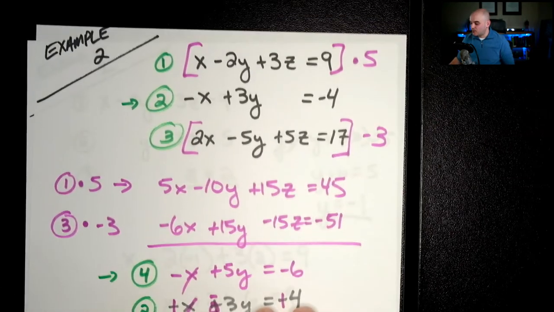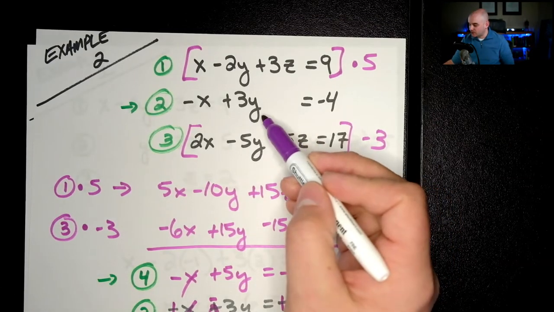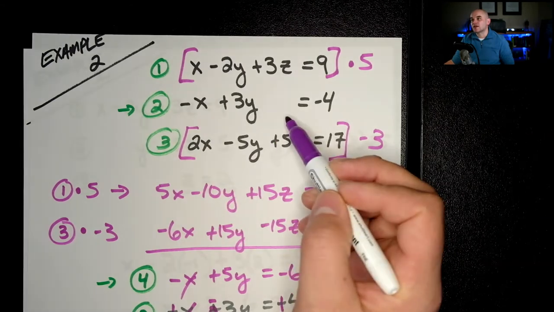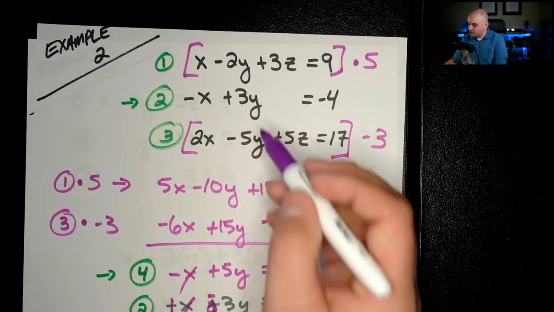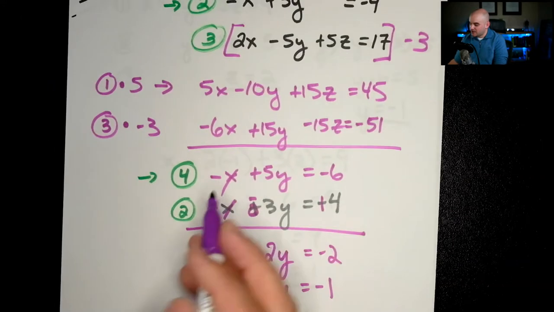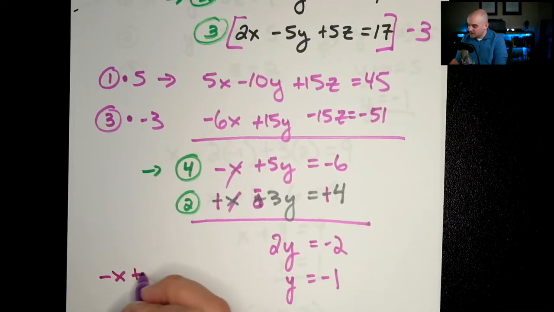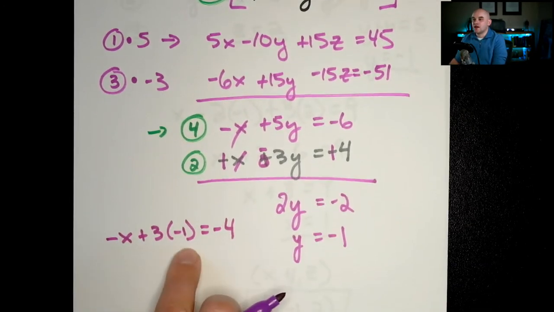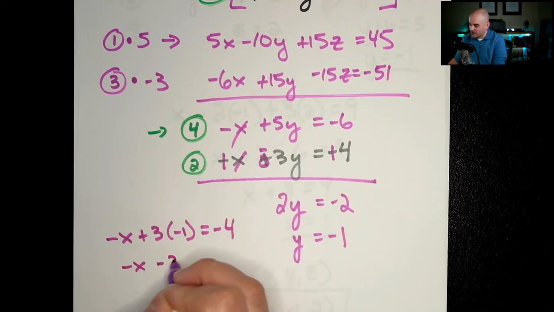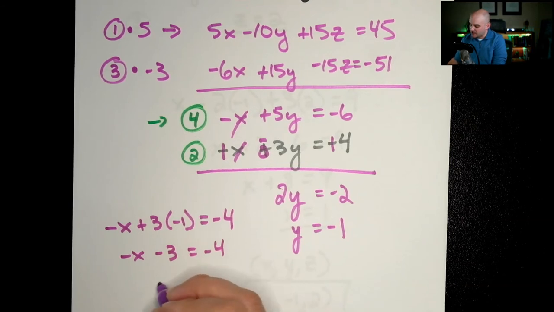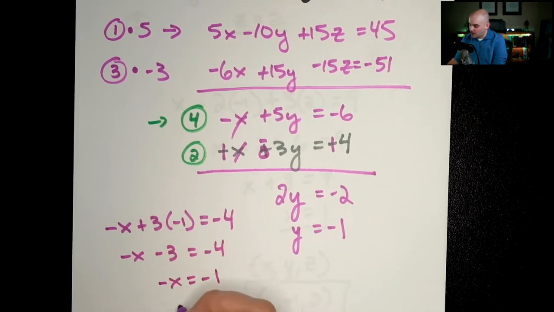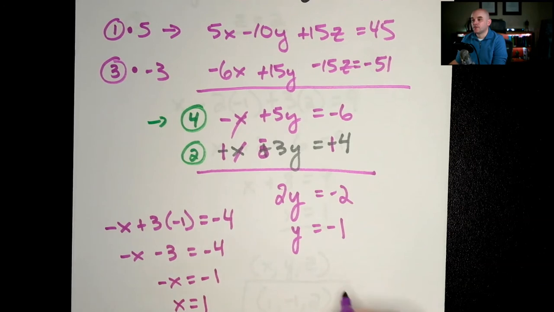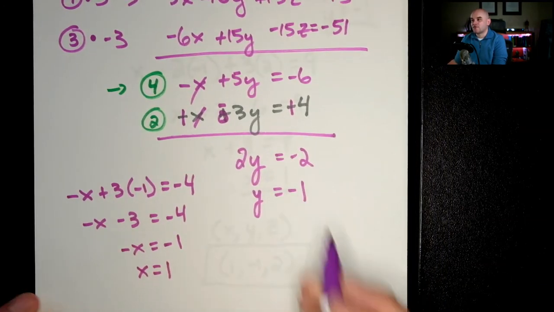Now, if I go back and look at equation 2, I should be able to solve for x here. So putting negative 1 into the equation, this is equation 2, negative x plus 3 times negative 1 equals negative 4. And so I get negative x minus 3 equals negative 4. Add 3 to both sides, and I'm going to get negative x equals negative 1, or x equals 1. So I got a value for x, I've got a value for y.